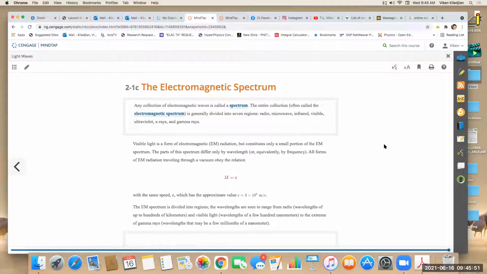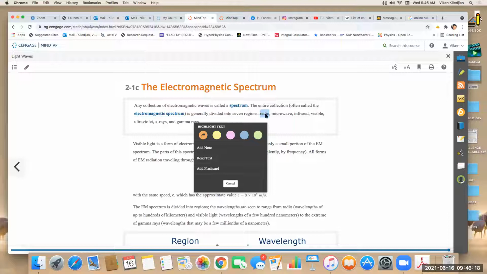So it says any collection of electromagnetic waves is called a spectrum. The entire collection, often called the electromagnetic spectrum, is generally divided into 7 regions. So these are all waves that we give names to, but they're essentially the same thing as visible light. It's just that their wavelengths are different. So radio waves are part of the electromagnetic spectrum.